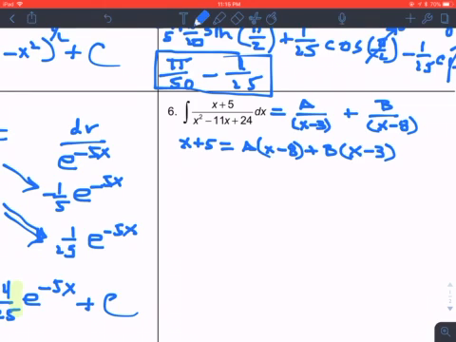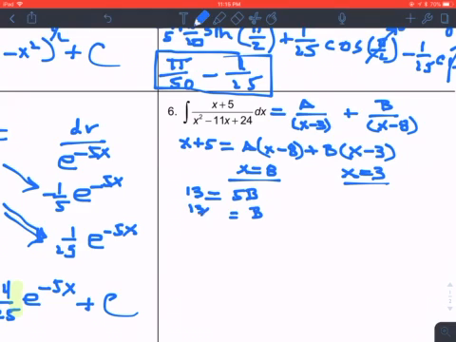All right, so I'm going to pick some convenient values. Well, to avoid a system, I'm going to use 8 and 3. When I use 8, I get 13 is equal to 5b, so b is equal to 13/5. When x is 3, I get 8 is equal to negative 5b, so b is negative 8/5.